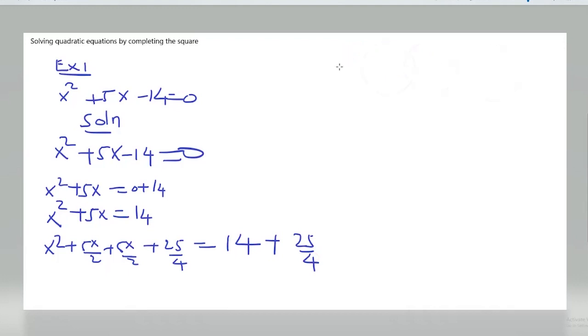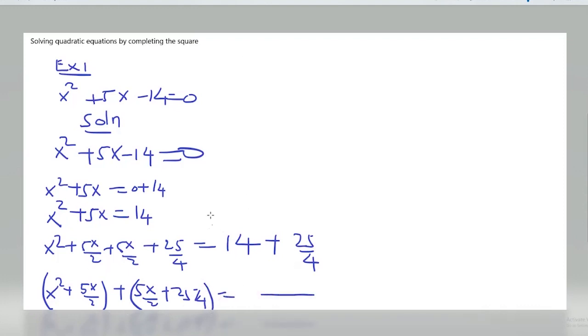Now from there, this can be written as x squared plus 5x over 2 in a bracket, plus 5x over 2 plus 25 over 4 in the bracket, which is equal to 14 plus 25 over 4. What is the LCM? 14 is over 1 automatically. 4 divided by 1 is 4, 4 times 14 is 56. Then plus 4 divided by 4 is 1, 1 times 25 is 25.